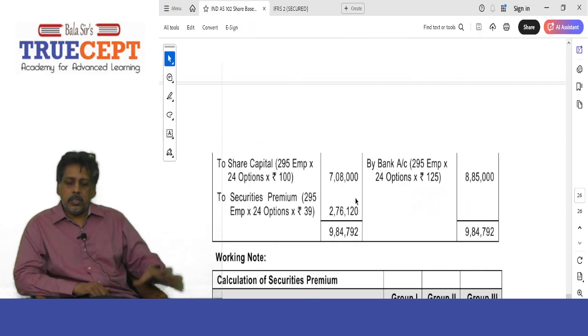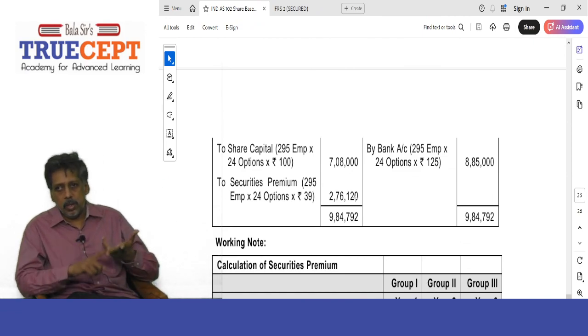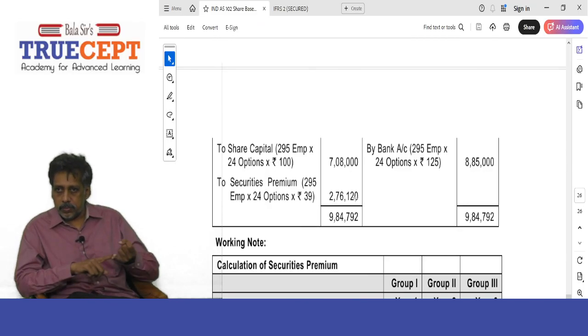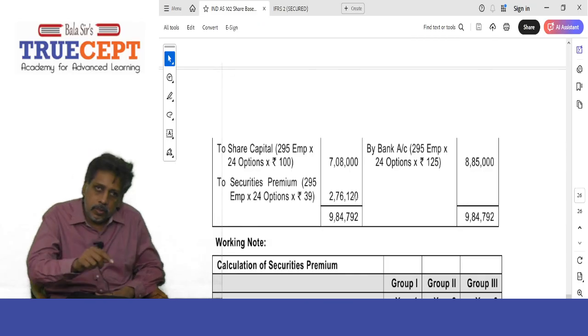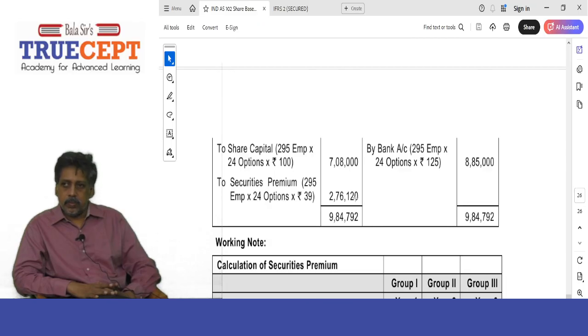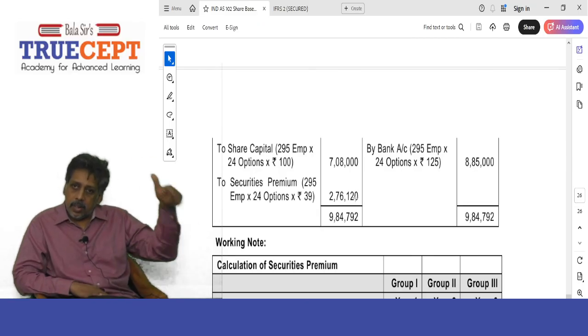Then by bank. So how many shares are bought? It is 295 employees into 24. How many shares? 7,080 shares. That into rupees 125 exactly. How much do you get? 8,85,000. Have they shown that? By bank. So how much will be transferred to share capital? 7,080 shares into rupees 100 will be transferred to share capital.